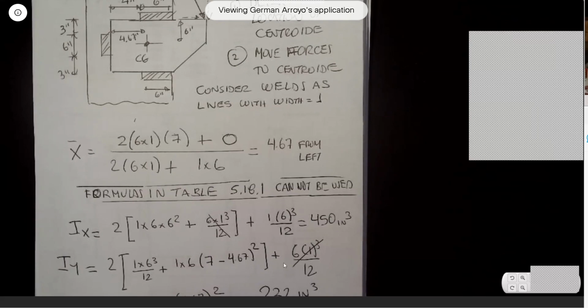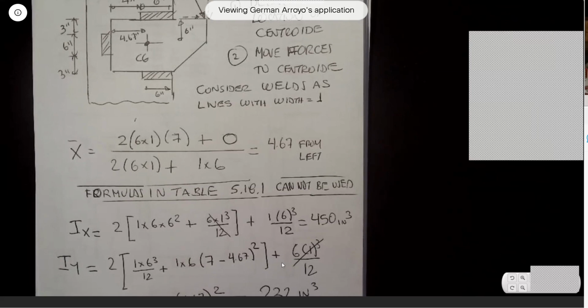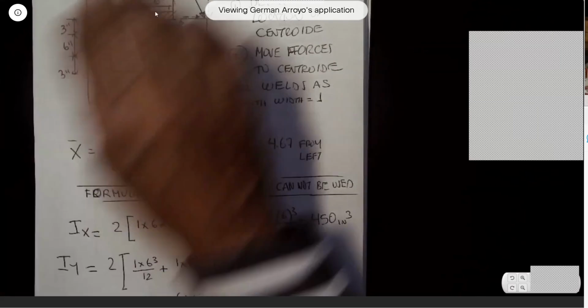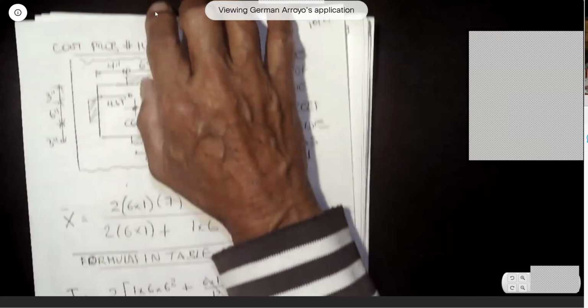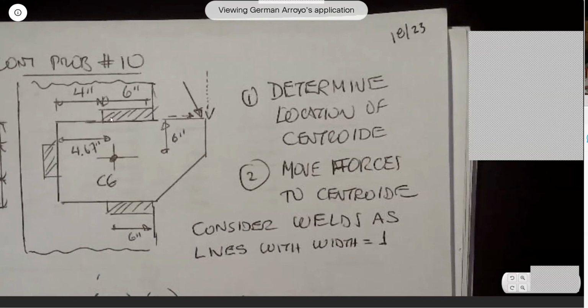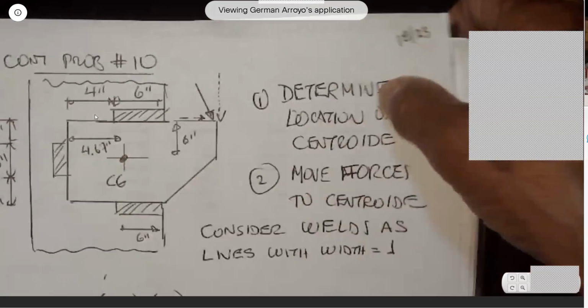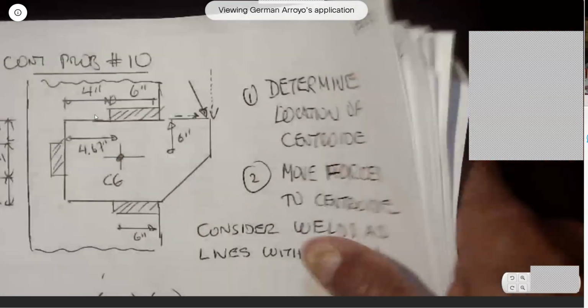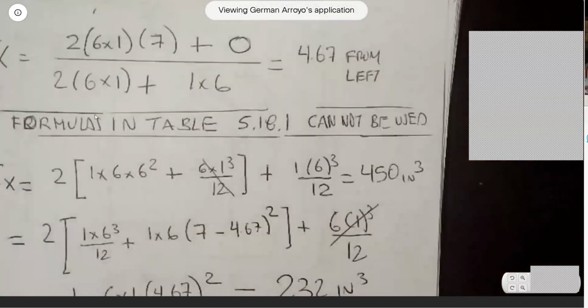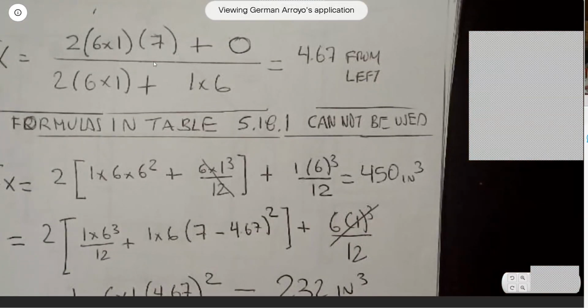So how I have found the distance: from here to here is 3. This is 6, so the centroid to the left is 3, and to the right is 3. So 3 plus 4 is 7. So I have in here 7 minus 4.67 squared.